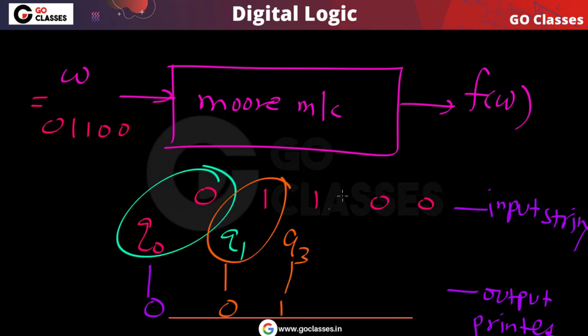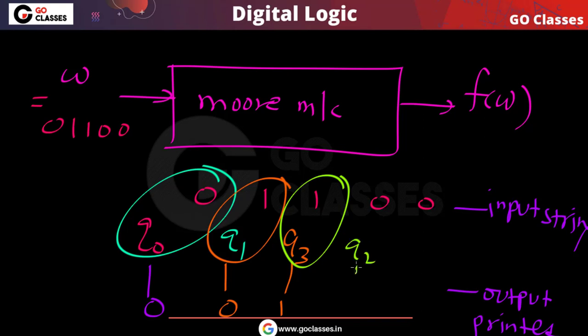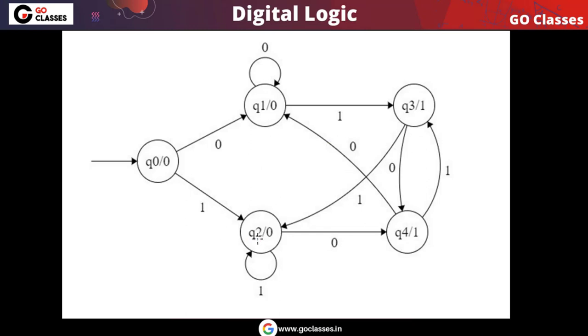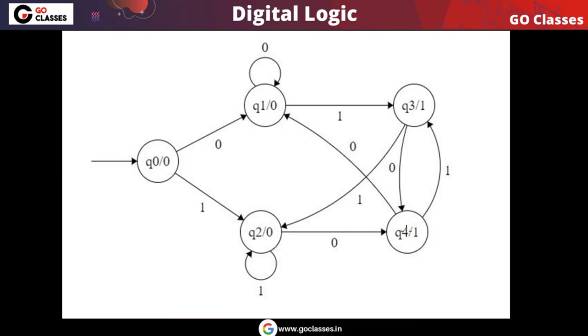In Q3, if you read 1, then you will go to Q2, and in the Q2 state, output 0 will be produced. In Q2, if the input is 0, then you will go to Q4, and because of this state, output 1 will be printed. Finally, in state Q4, when you read the symbol 0, you will go to state Q1.